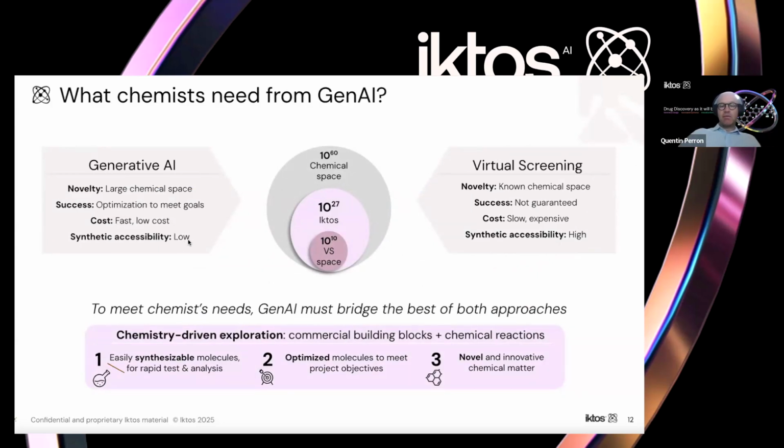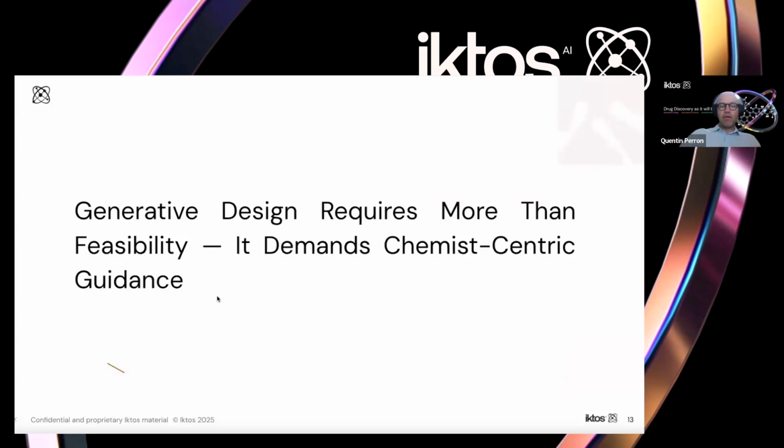That's why what chemists want is, of course, GenAI, but in a space we call synthetically tractable space, where you can, at the end of the day, make the molecules. So you are looking for molecules which are synthesizable, which maximize the constraints of your project, and of course, you're looking for something novel. And we believe this is where our GenAI can really bridge the gap between virtual screening and black box generative AI.